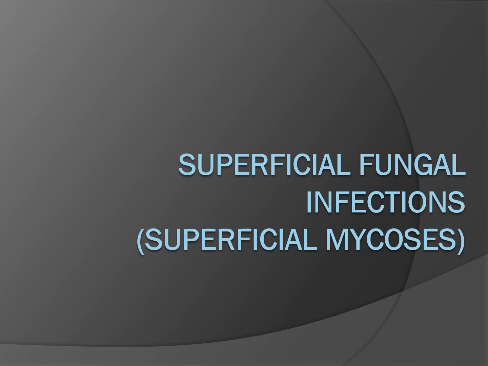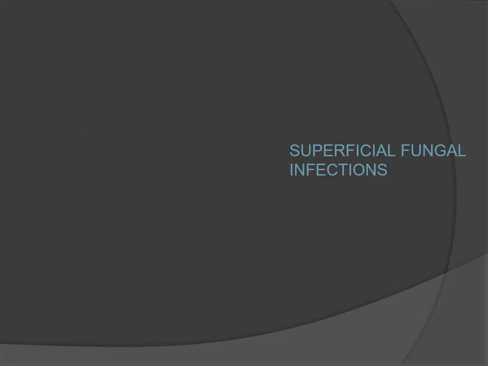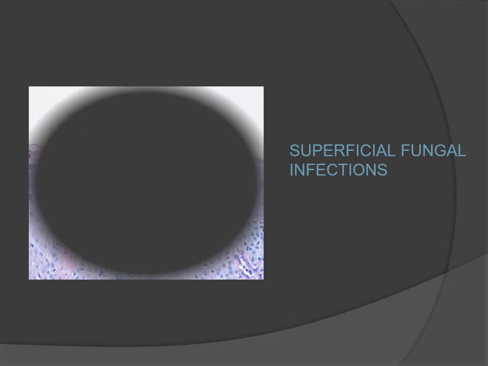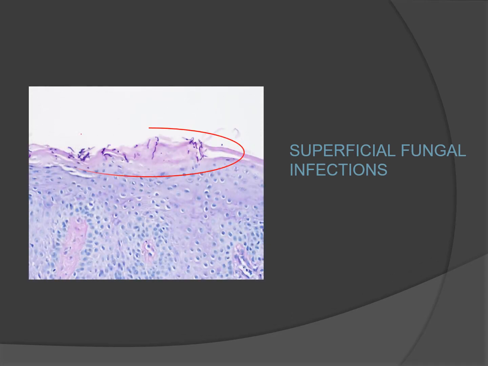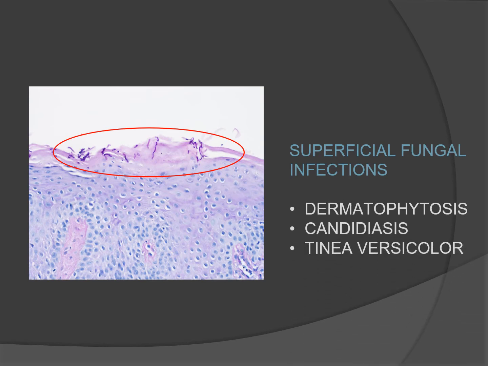Our first topic for today are the superficial fungal infections, also called superficial mycosis. They are called superficial fungal infections because the fungi that cause these infections only invade the epidermis and sometimes don't even go past the stratum corneum. Fungal infections that fall within this category include the dermatophytosis, Candidiasis, and Tinea versicolor.